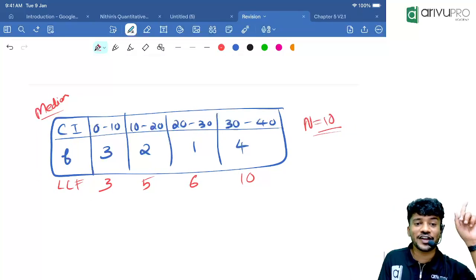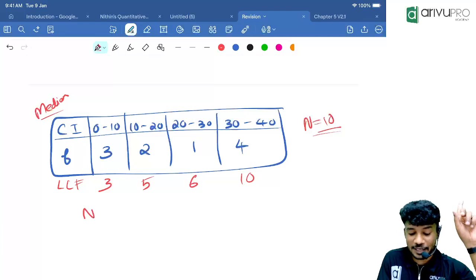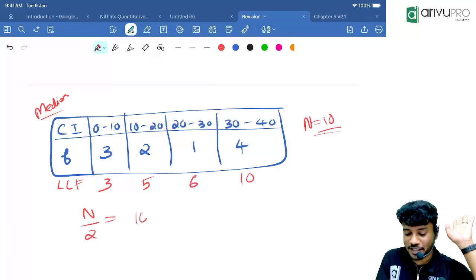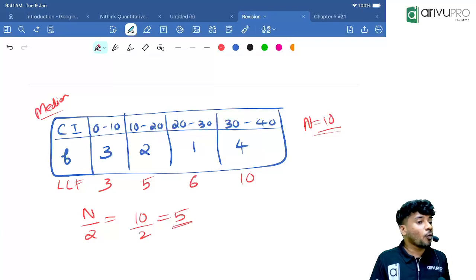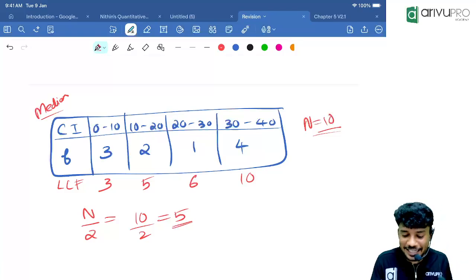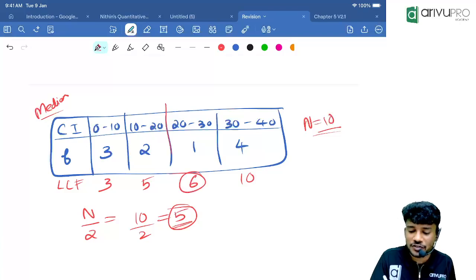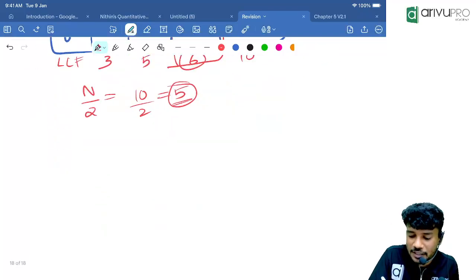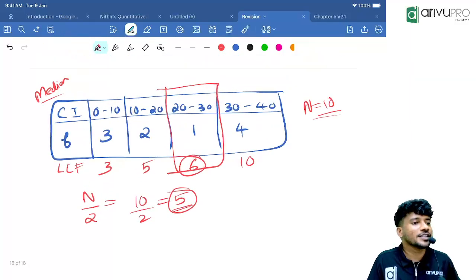Then, in order to find median, what is the first step? Find N by 2. N by 2 is how much? 10 by 2, which is equal to 5. Now, people, what was the condition? Which is greater than 5 is the condition. Not equal to 5, greater than this 5. Which LCF is greater than 5? 6. So, which is our median class? This is our median class. 20 to 30 is our median class.